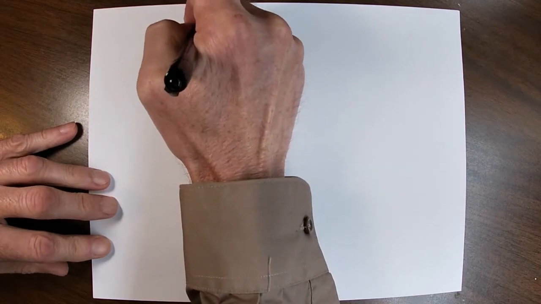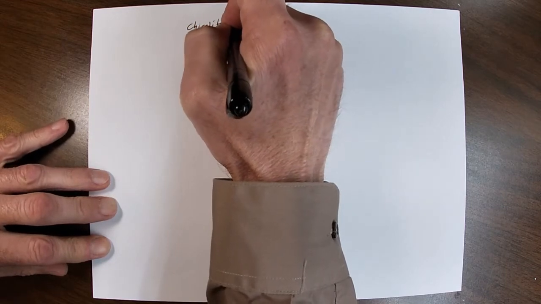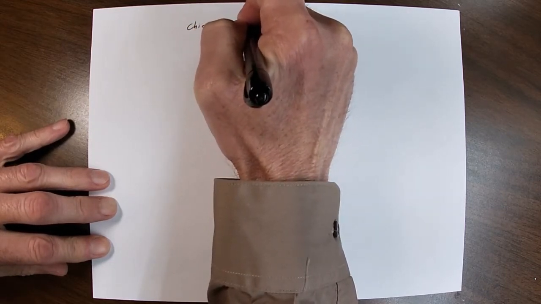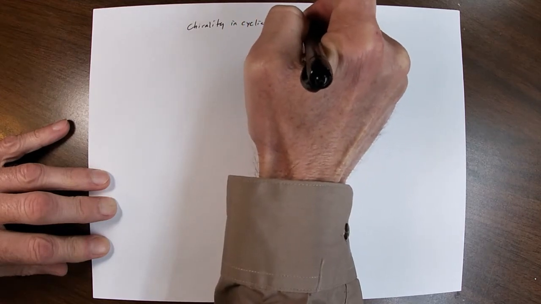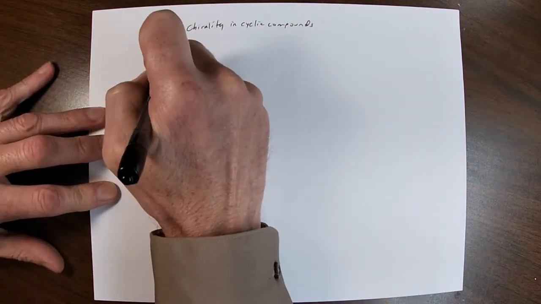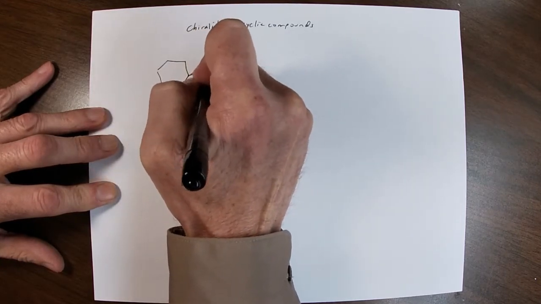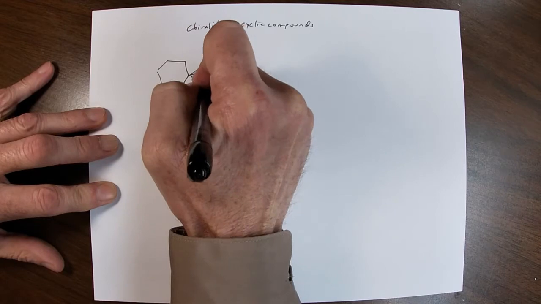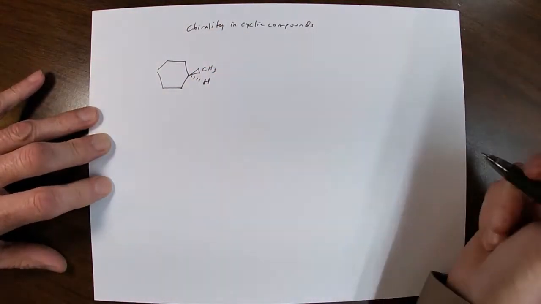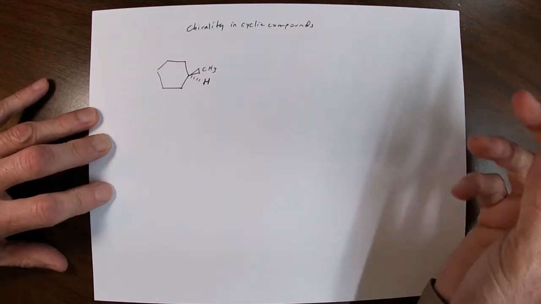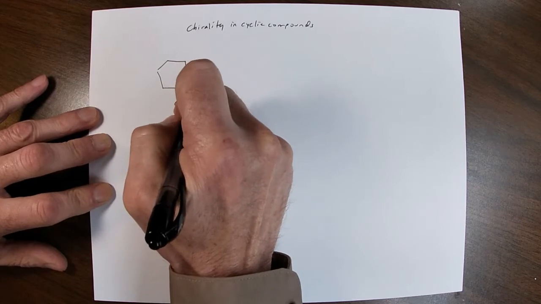Okay, we were looking at chirality in acyclic compounds. Let's look at chirality in cyclic compounds. Okay, so let's just take a simple example here with a single monosubstituted cyclohexane. Again, this could be any group of methyl, chlorine, or bromine, whatever. Okay, this is achiral.